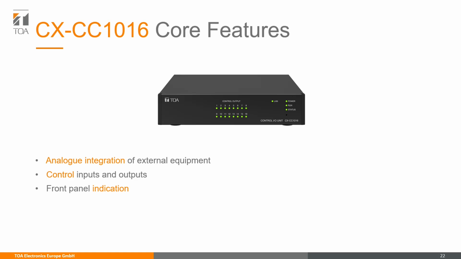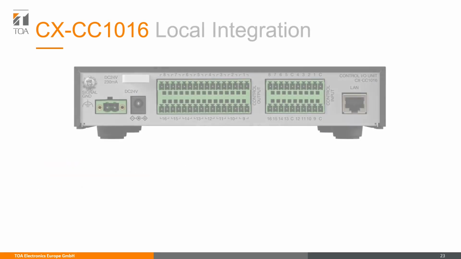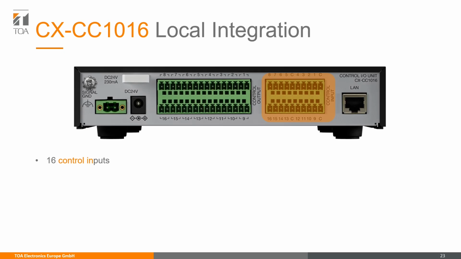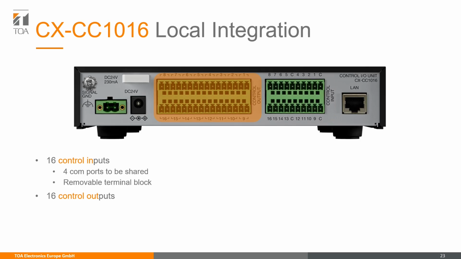Since contact connection is the main topic of this product, it provides 16 control inputs. And if you pay attention to the numbers at the control inputs, you can see that not everyone has its own COM port. There are in total 4 COM ports, and each COM port is shared among 4 control inputs at the terminal block. At the output section, we have 16 control outputs. All of them are relay outputs, and again connected via terminal block.